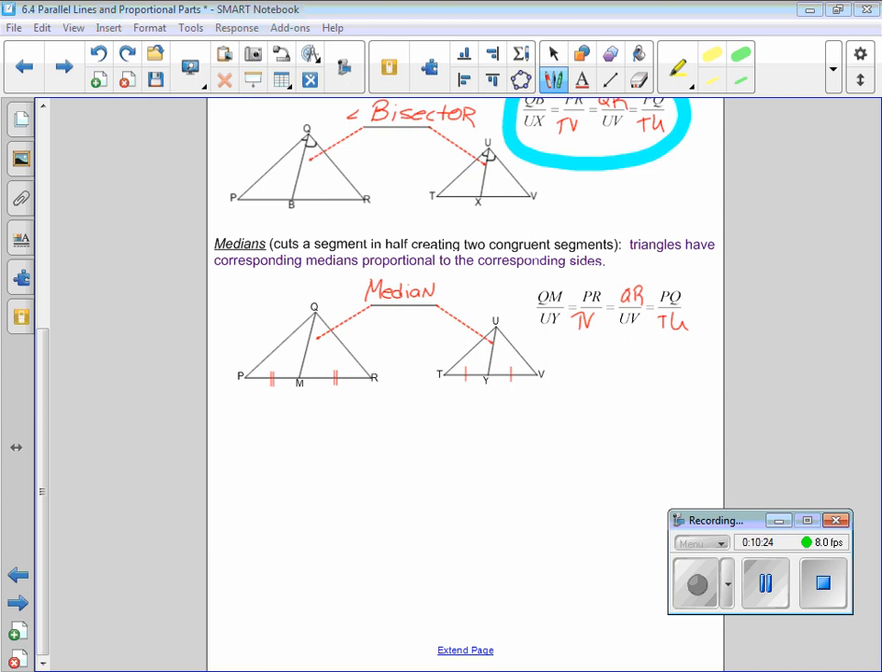And then finally, the medians. The medians are coming from an angle and to a midpoint. As you can see, it cuts the segments into two congruent parts. And when that happens, then the triangles also are proportional. Make sure you understand how these parts right here make sense.